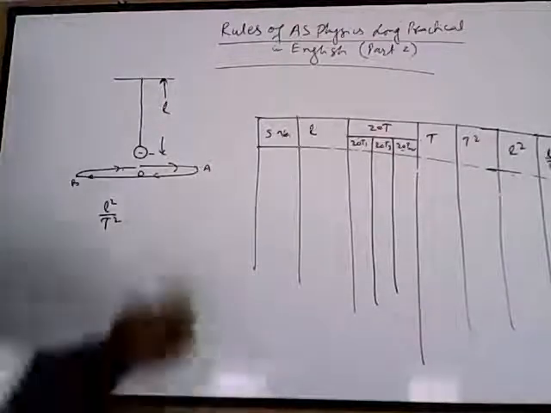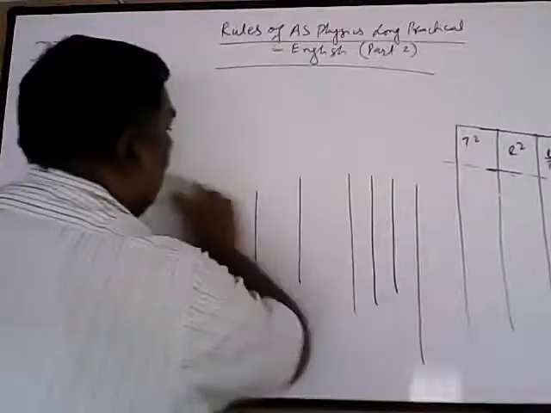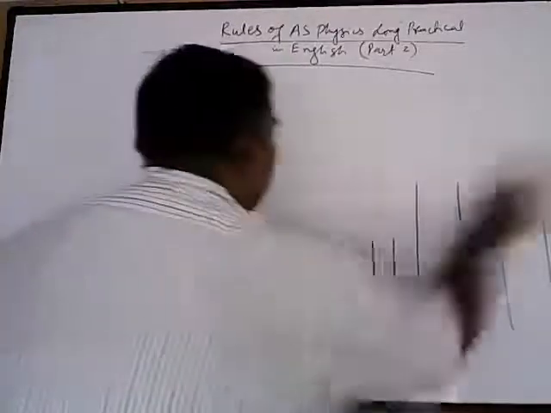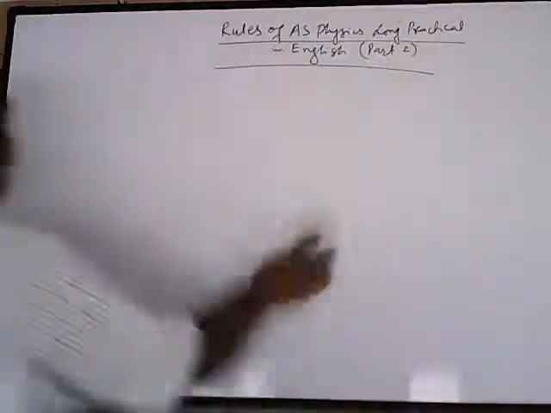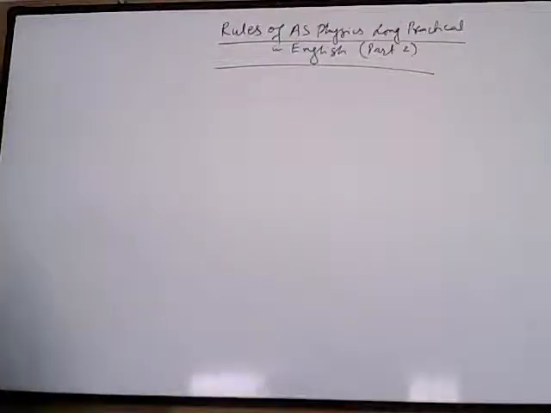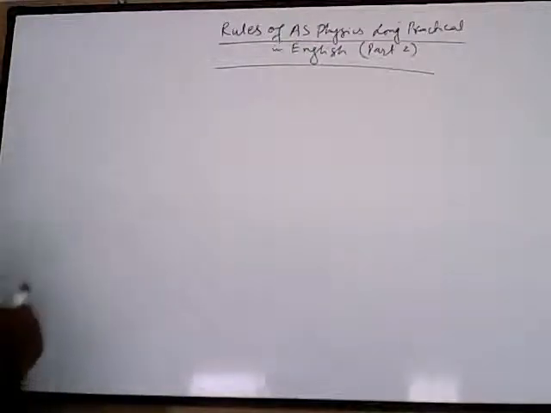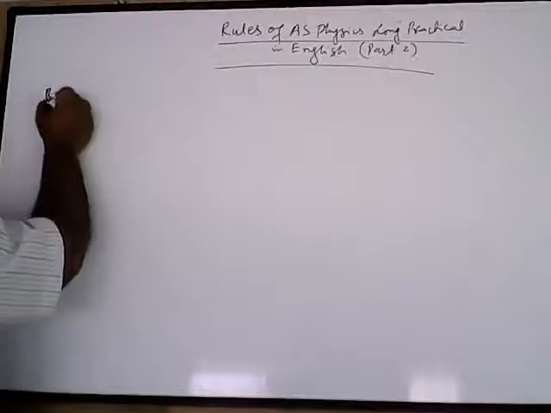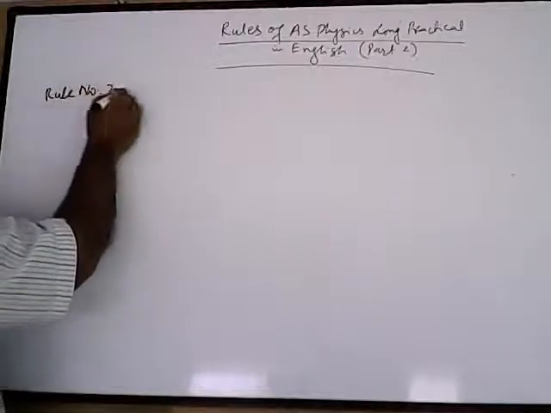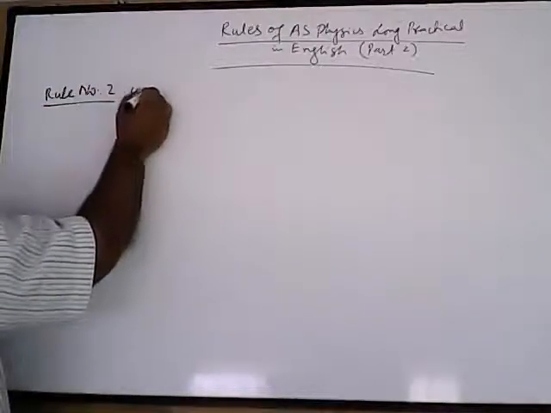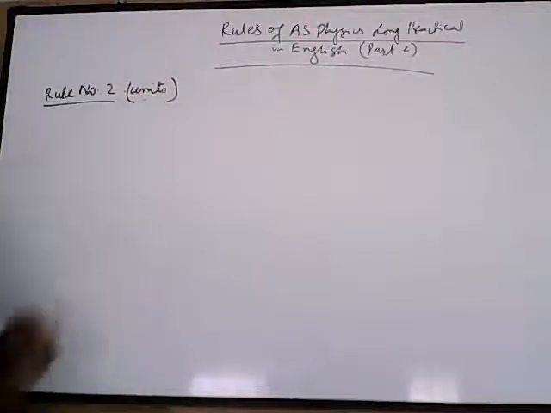Now rule number 2 is about the units. Rule number 2 for table is about the units. Let us see how the units are taken. Rule number 2 is for units. How are the units taken?